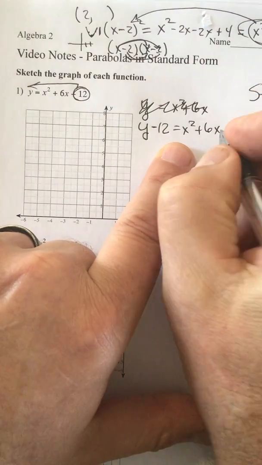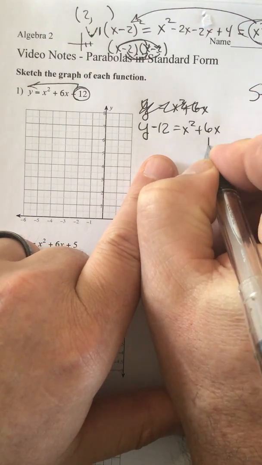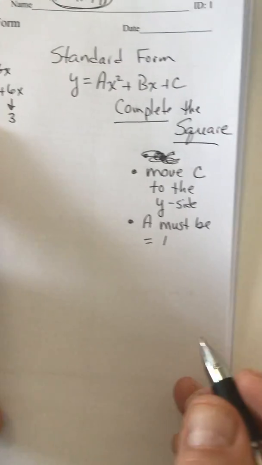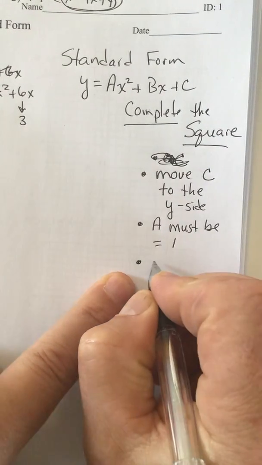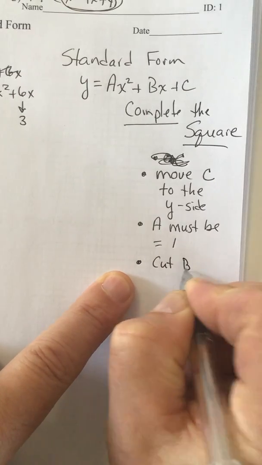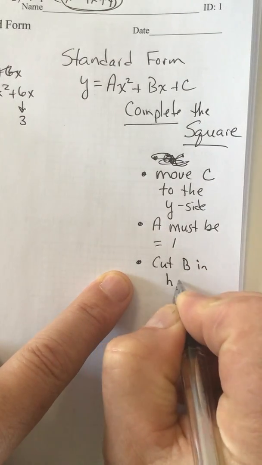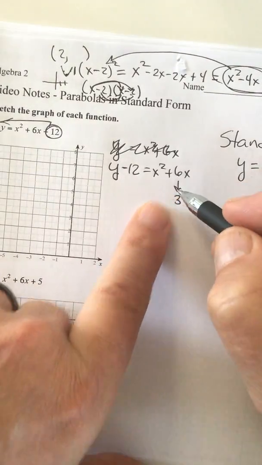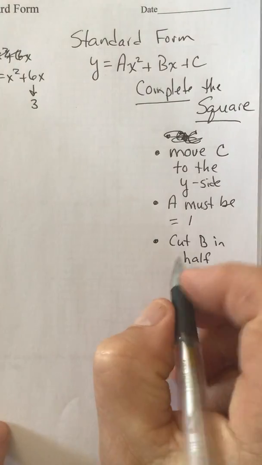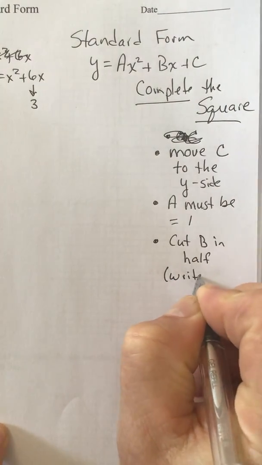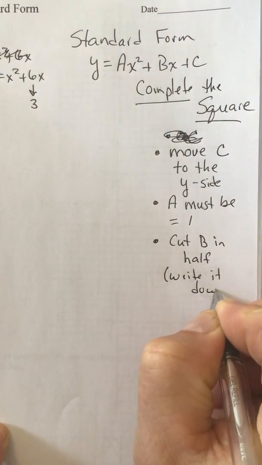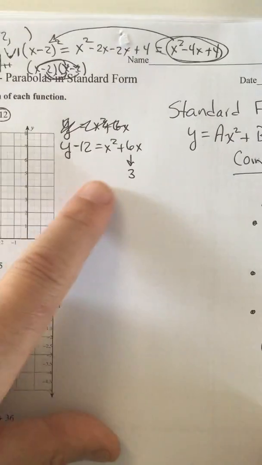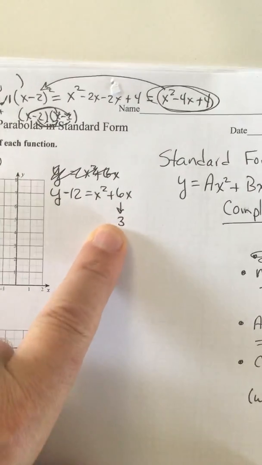When a is 1, then we're going to take b and cut it in half. So the b number is 6, so I'm going to take b and cut in half. And then write it down. So I'm going to say that. We're going to use that later. So I want to cut b in half and write it down. So there's the b, cut it in half, write it down.